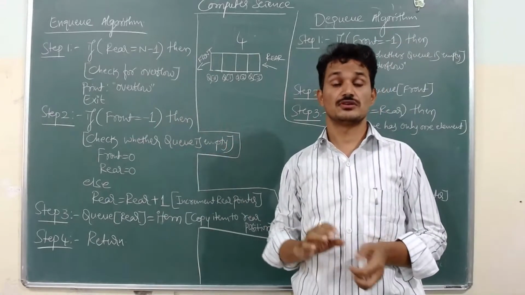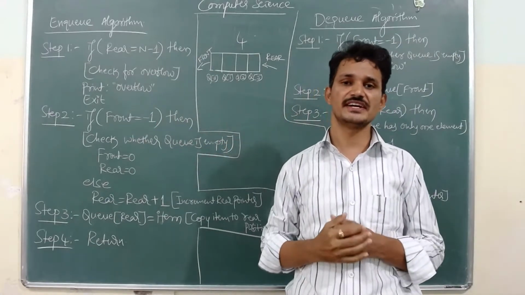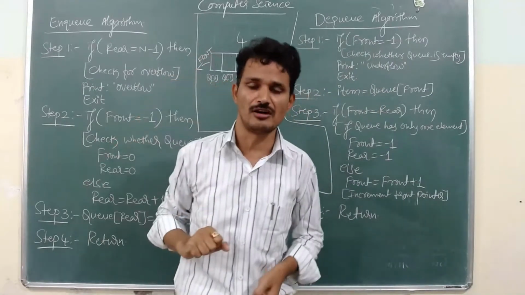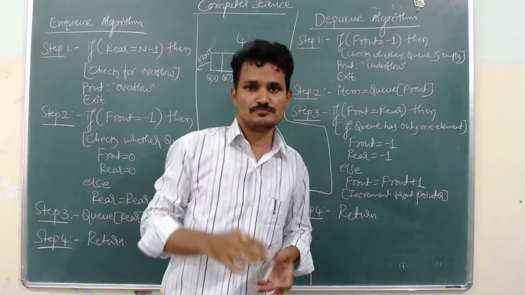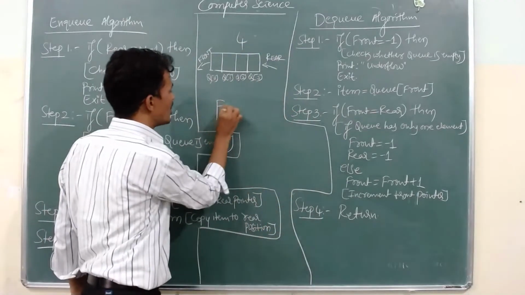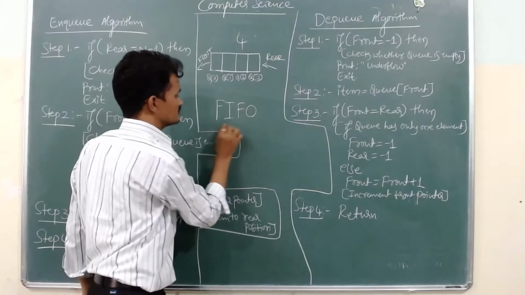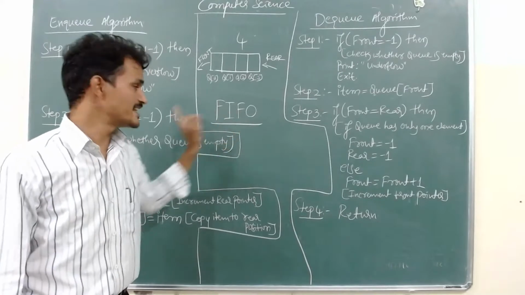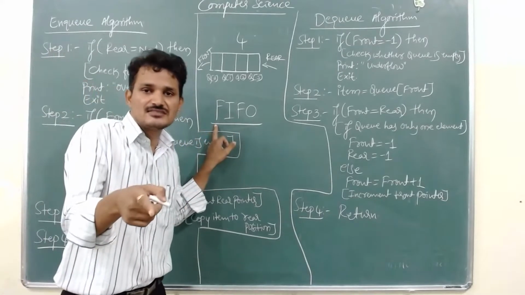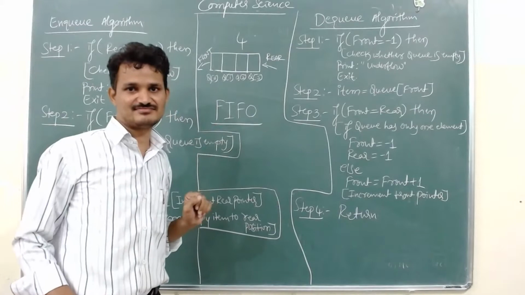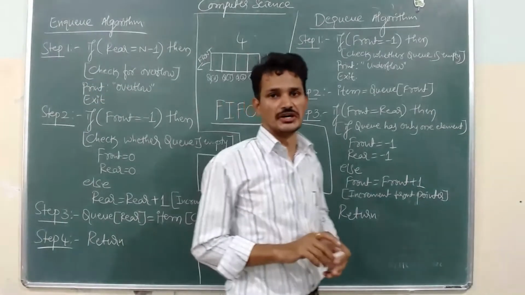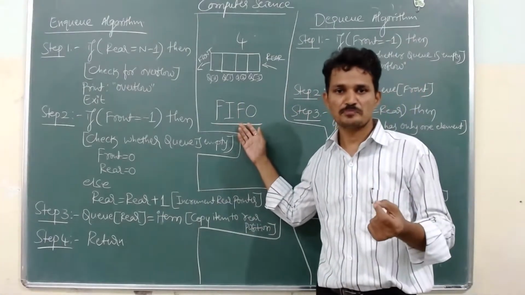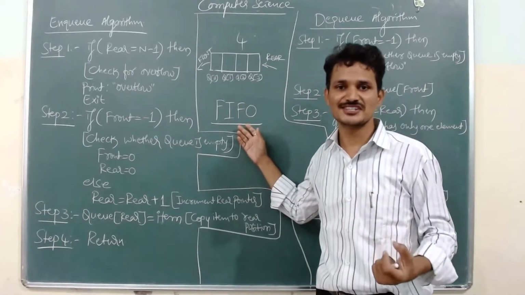Before going to explain this, this queue data structure follows the principle of FIFO. Let me write that one. FIFO. Can you see this one? FIFO stands for first in, first out. This queue data structure follows the principle of FIFO, which stands for first in, first out.